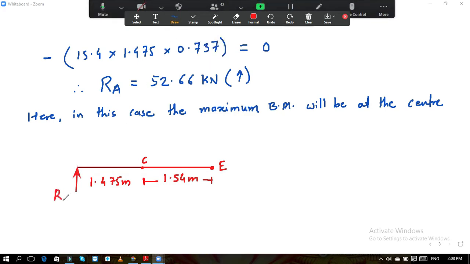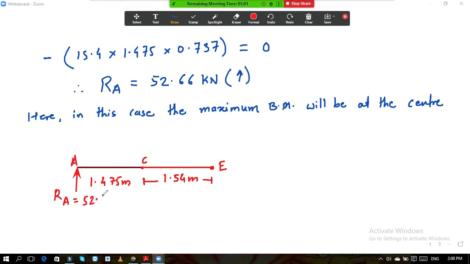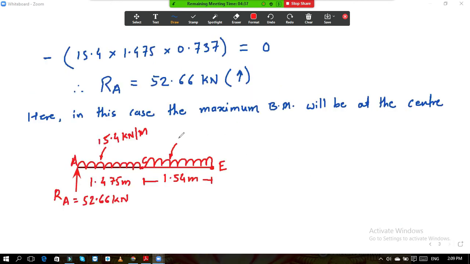This reaction is Ra, this is point A, and value of Ra is 52.66 kilonewton, and here is the UDL. This value is 15.4 kilonewton per meter. Here is also UDL, and its value is now, what was the value of this UDL? 19.45, correct. 19.45 kilonewton per meter.